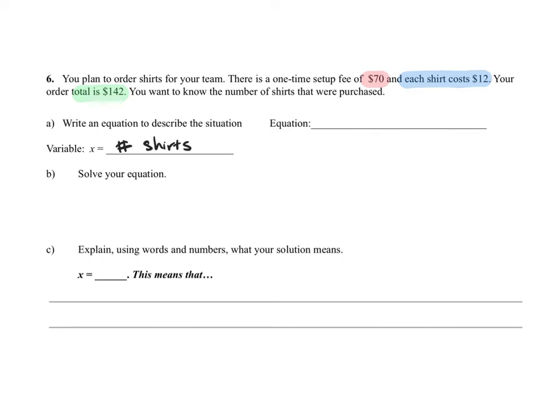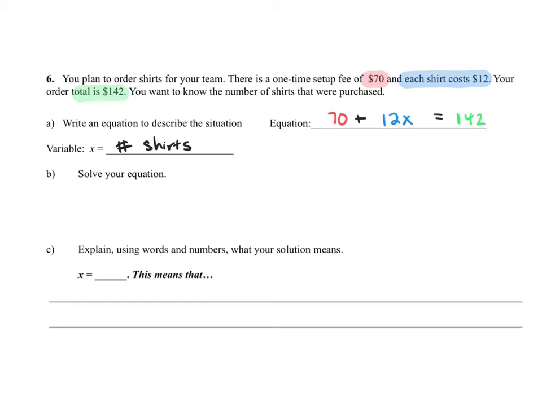It asks for an equation to describe the situation. In this case, I want my equation to equal my total of 142. And so the way that I'm achieving that 142 is I'm starting with 70, and I'm adding to that $12 for each shirt, and I've called X my number of shirts. So this would be my equation: 70 plus 12X equals 142. You could also have 12X plus 70.